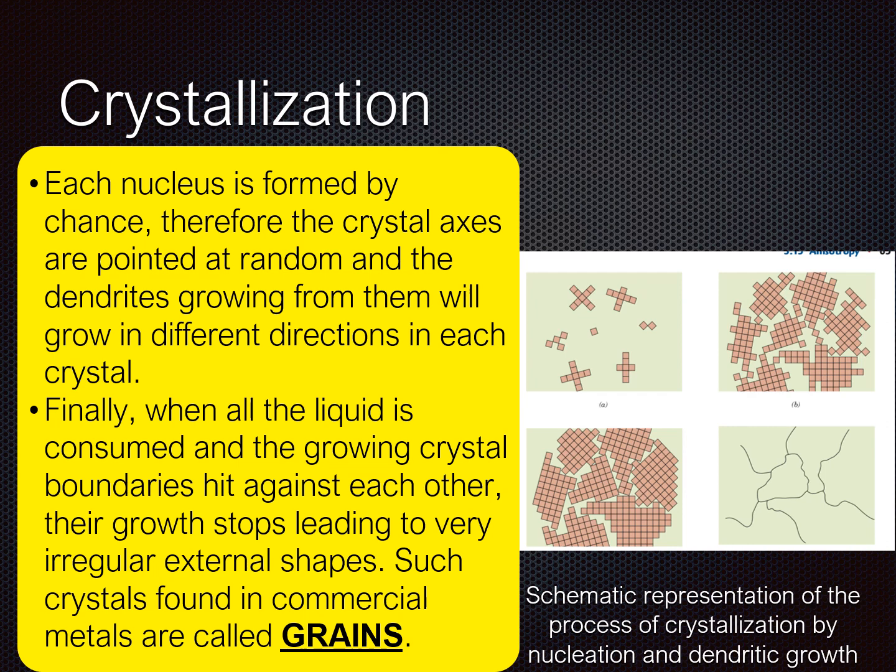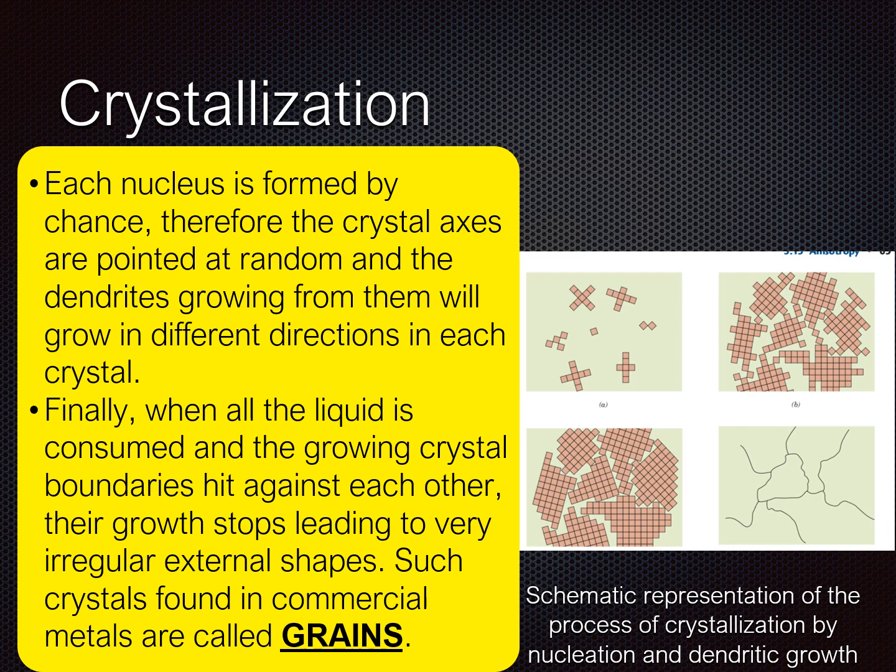During crystallization, each nucleus is formed by chance. Therefore, the crystal axes are pointed at random and the dendrites growing from them will grow in different directions in each crystal. Finally, when all the liquid is consumed and the growing crystal boundaries hit against each other, their growth stops, leading to very irregular shapes. Such crystals found in commercial metals are called grains.